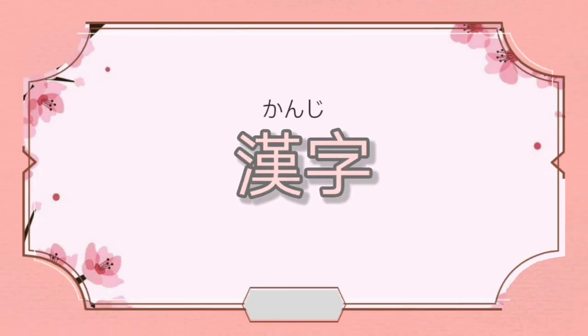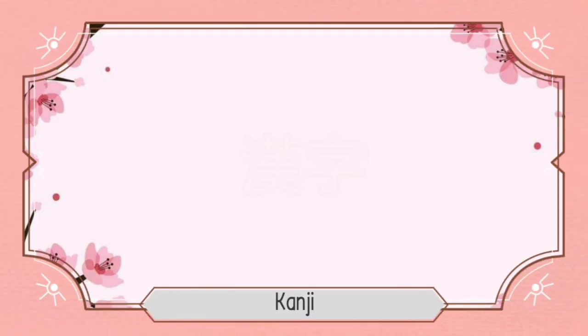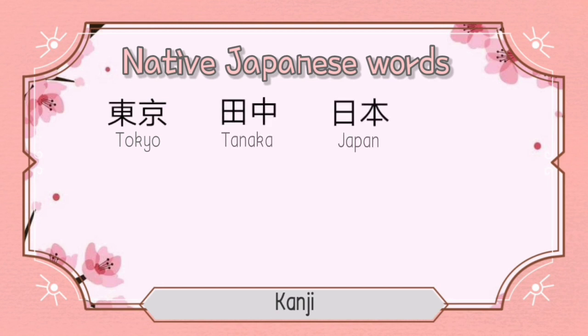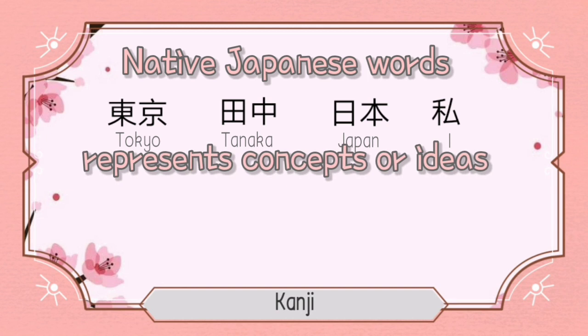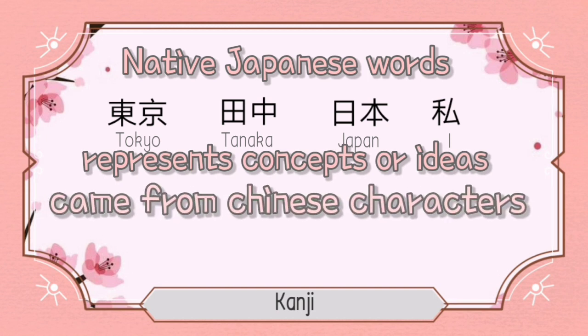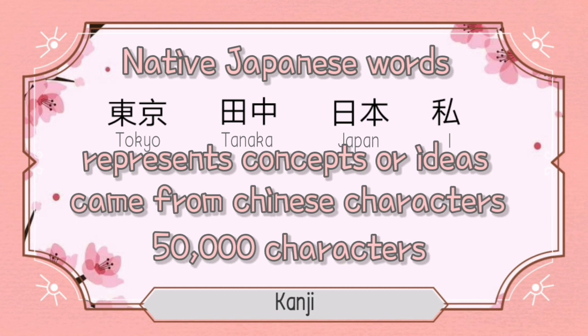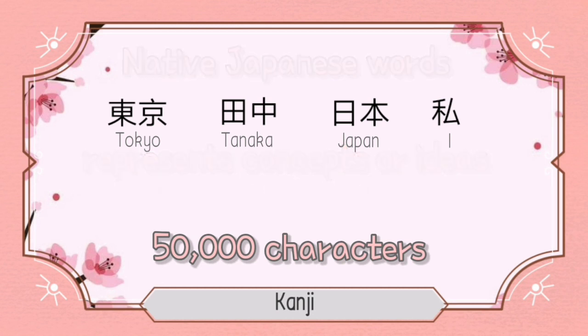Kanji, on the other hand, is the most complicated of the three scripts. Kanji characters are used for native Japanese words such as Tokyo, Tanaka, Nihon, and Watashi. In learning the Japanese kanji, you have to remember that each character represents concepts or ideas. It came from Chinese characters, and there are over 50,000 characters.